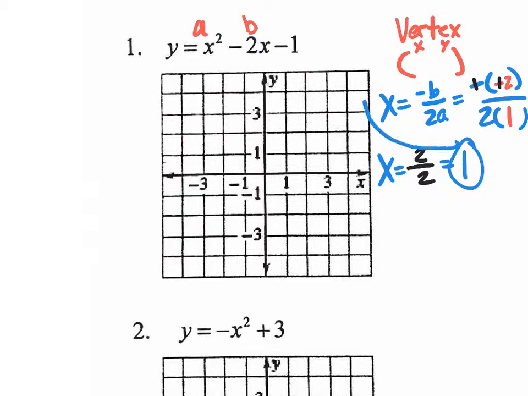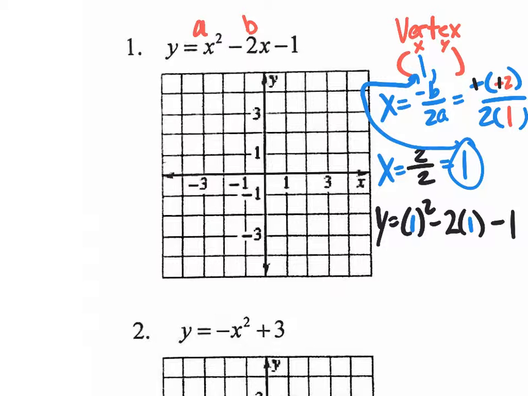We just found the x value of the vertex. This answer belongs right in there. That's the x value of the vertex. Once you have the x value, you still need to find the y. How do you do that? Plug it in. So you have y equals x squared minus 2 times x minus 1. And what are we plugging in for x? 1, because we found that x equals 1 with the formula. So a 1 right there and a 1 right there.